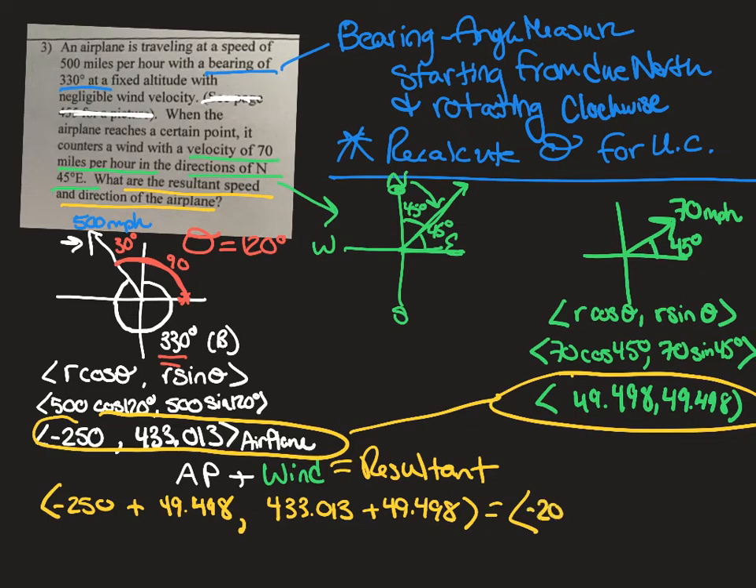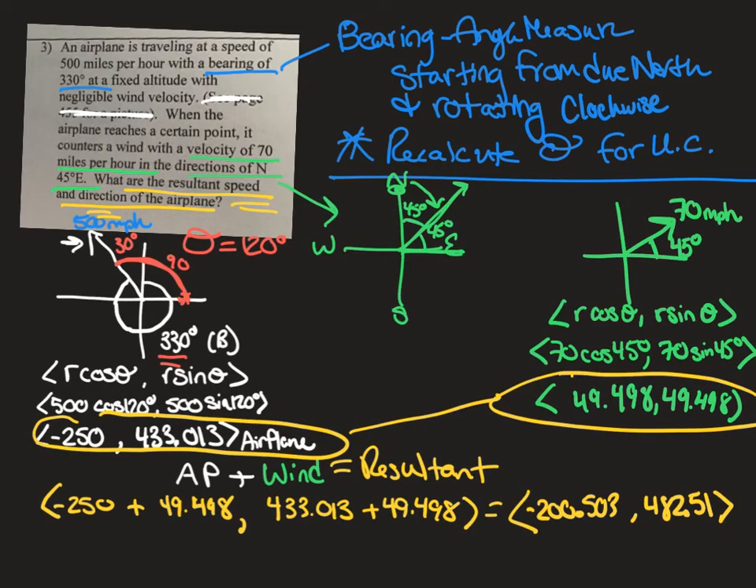So you should get negative 200.503 for your x. And for your y, you should get 482.51. The question says, what is the resultant speed and direction?